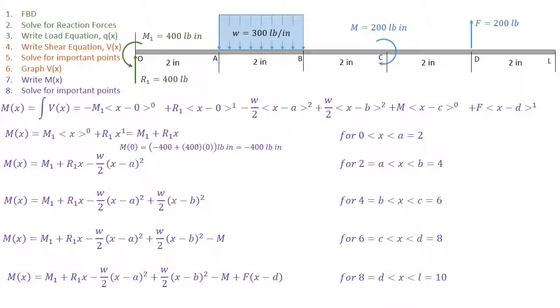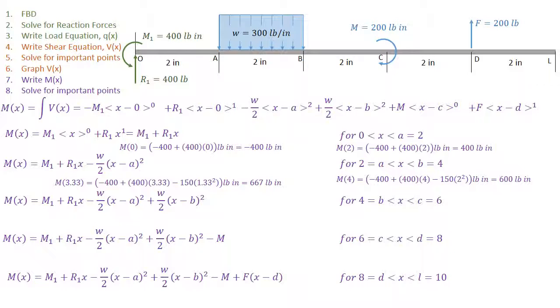Going back and solving for the points, if I solve for M where x is equal to 0, I'll get minus 400 pounds. Where x is equal to 2, I'll get positive 400 pounds. For that new location of 3.33, which I understood to be important, I'll get 667 pounds. Notice that's bigger than 400. But if I solve for x is equal to 4, I'll get 600 pounds. So I'll recognize that this 667 corresponds to the local maximum of that parabolic shape.